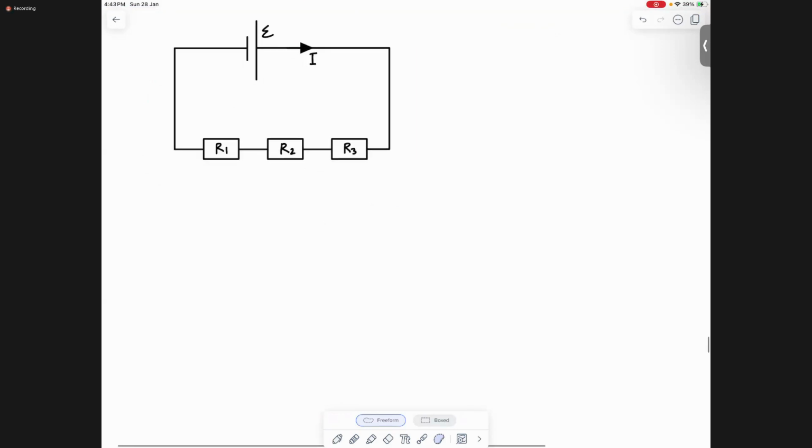Right. So at your screen, can you tell me a relationship in this circuit based on Kirchhoff's second law? What's Kirchhoff's second law? Sum of EMF should be equal to what? Sum of potential difference, right?